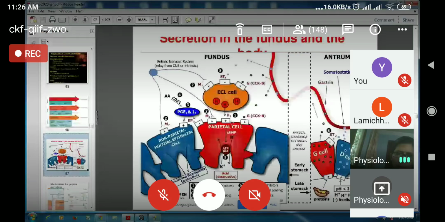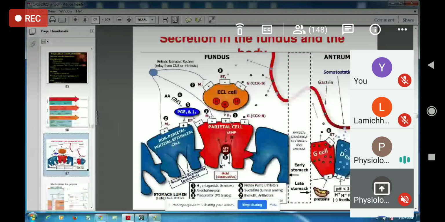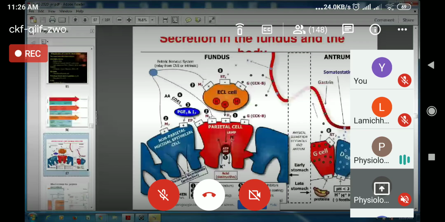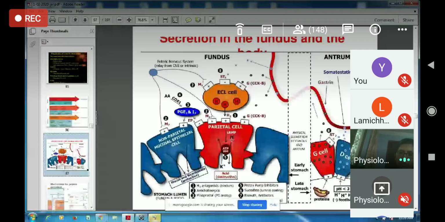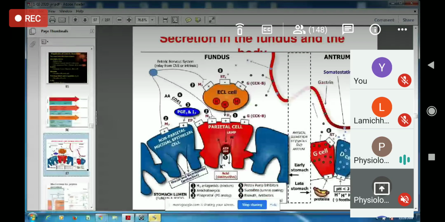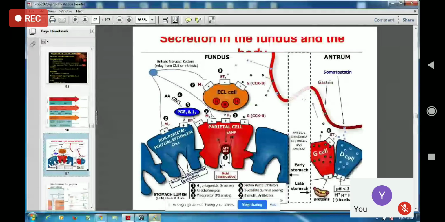Acetylcholine also causes stimulation of the parietal cell, the proton pump is activated, and HCl secretion is increased. Whereas if there is somatostatin release, then somatostatin through its receptor on the parietal cell will decrease the production of HCl. Okay, so these are the stimulatory and inhibitory factors of HCl secretion. You can see here gastrin, histamine, proteins, acids. Okay, this is about the regulation of the gastric secretion.